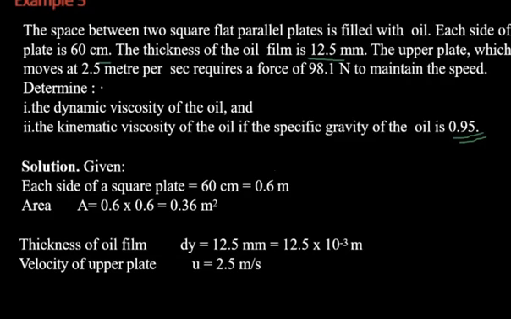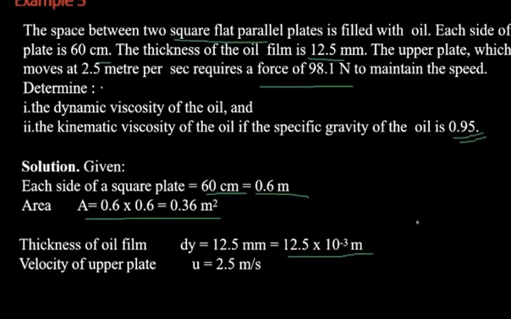So the space between two square flat parallel plates. Each side of the square plate is 60 centimeter, that is 0.6 meter. What will be the area? Area of the square is 6 into 6, 36, that is 0.36 meter square. Thickness of the oil film they have given, that is dy, that is 12.5 into 10 power minus 3 meter. The velocity of the upper plate is 2.5 meter per second. So u is given, dy is given, area is given. Next, we need to find force. Force is also given, 98.1.